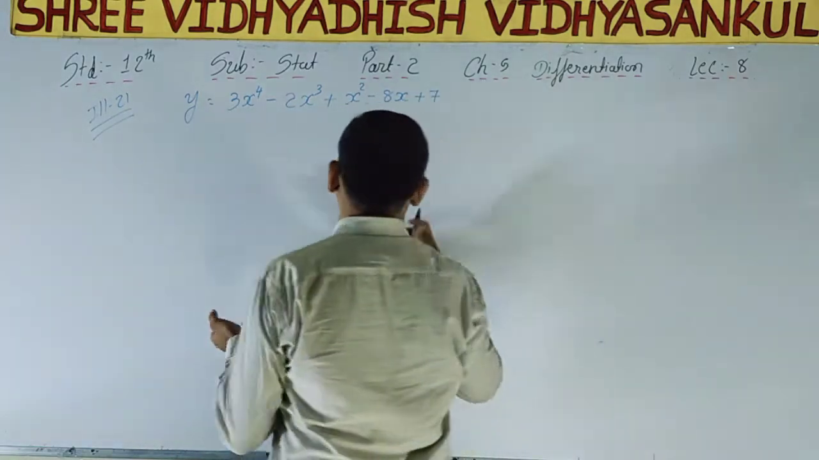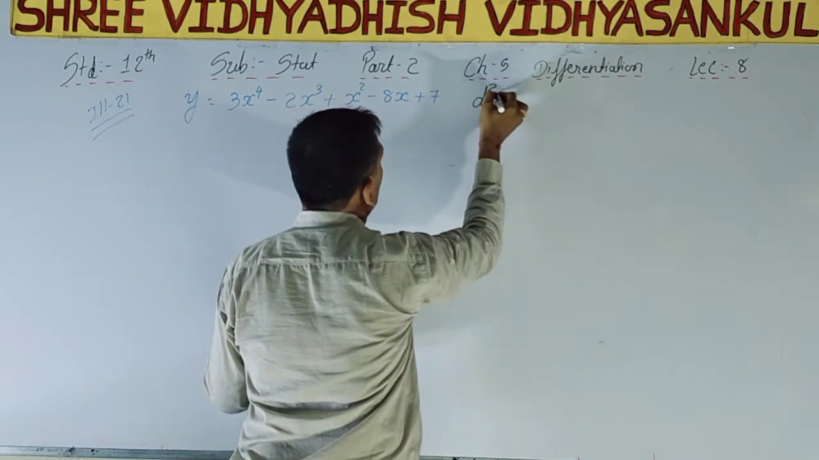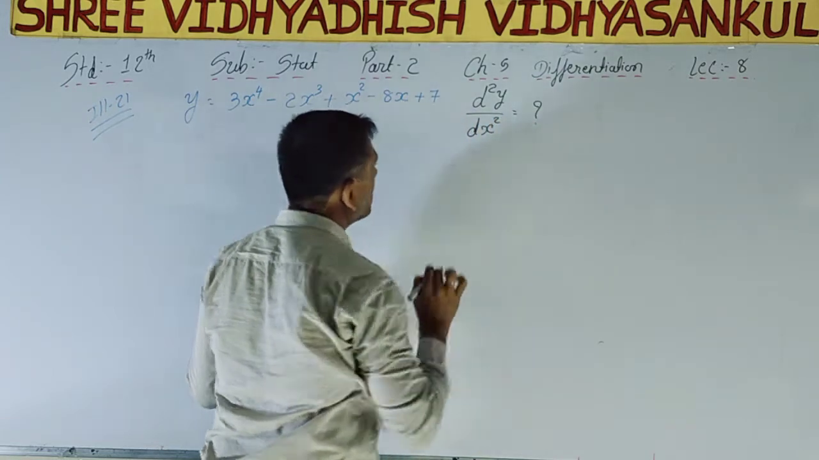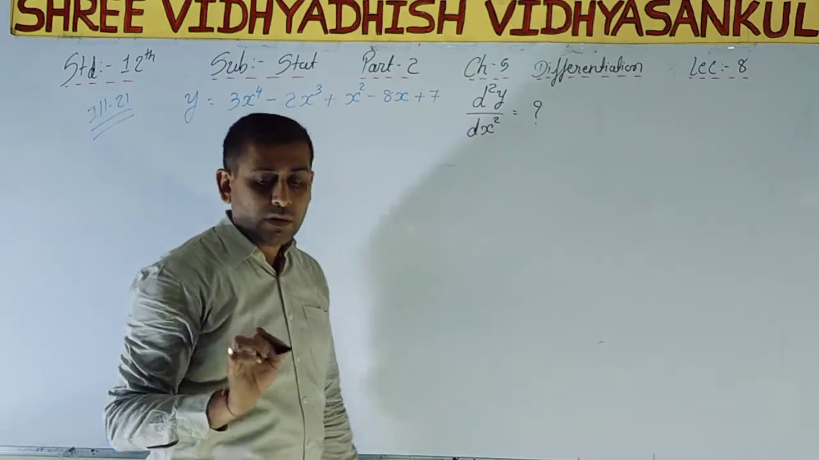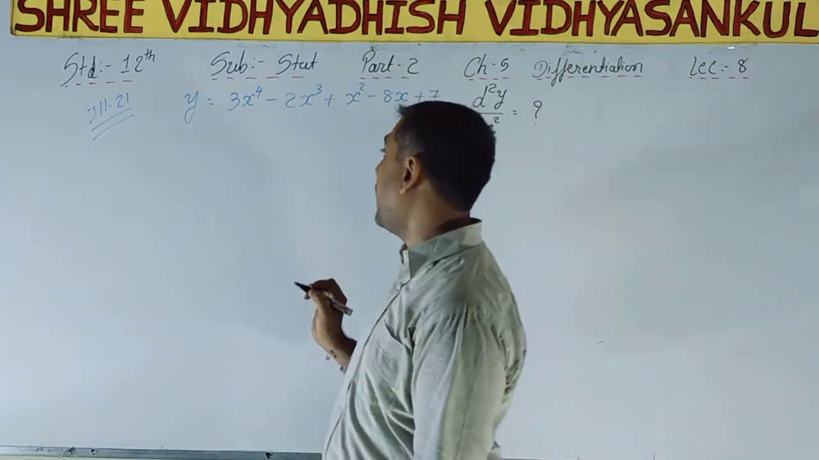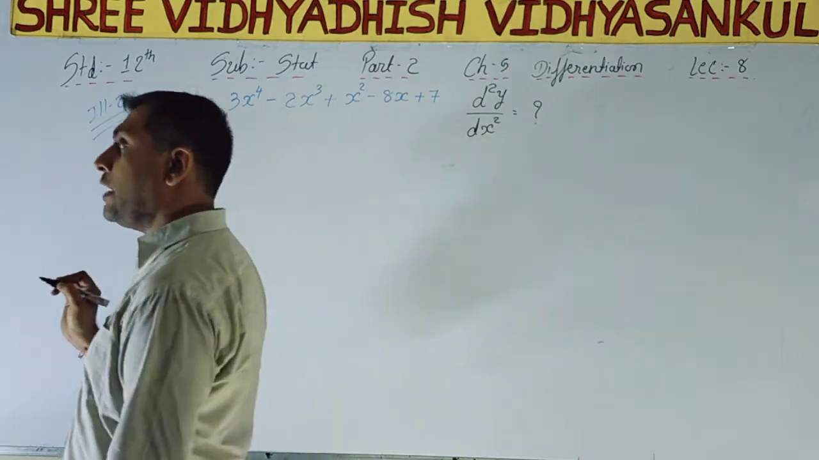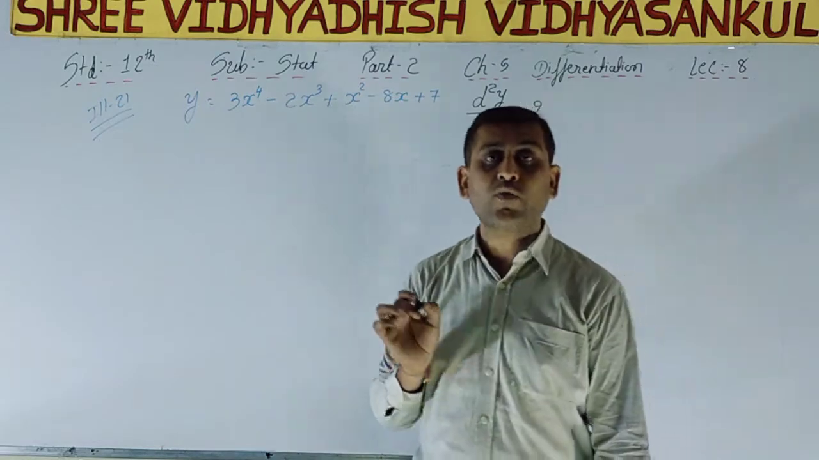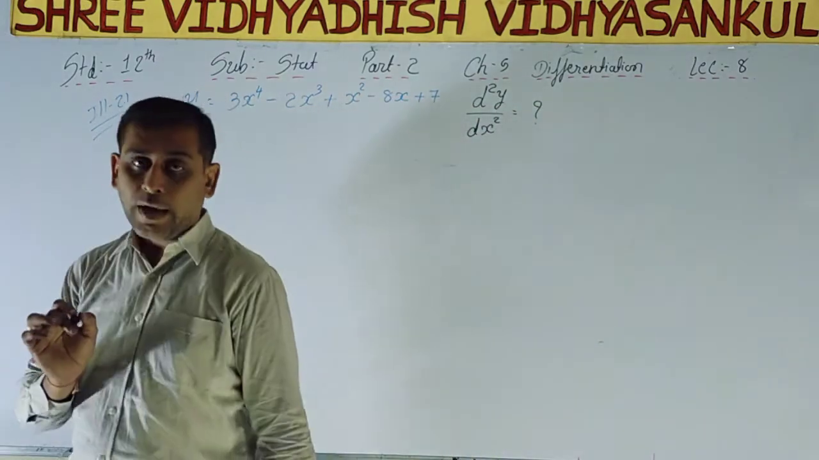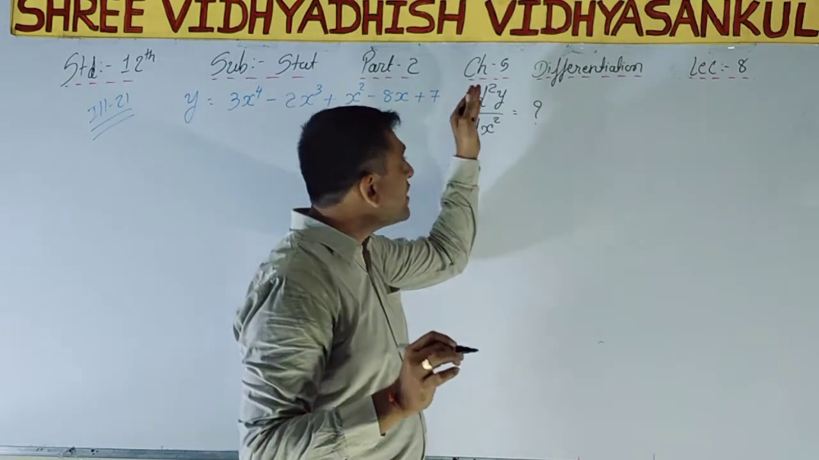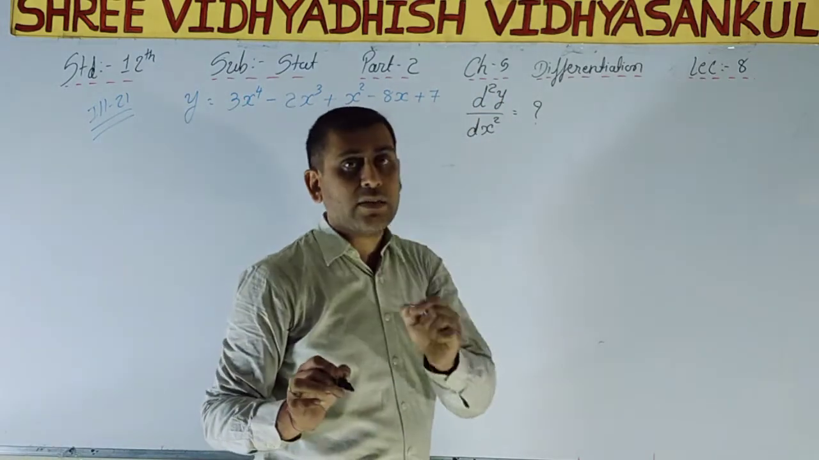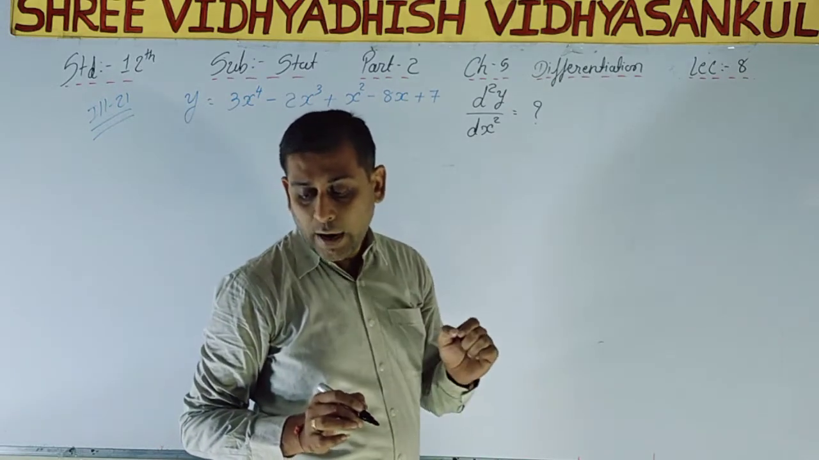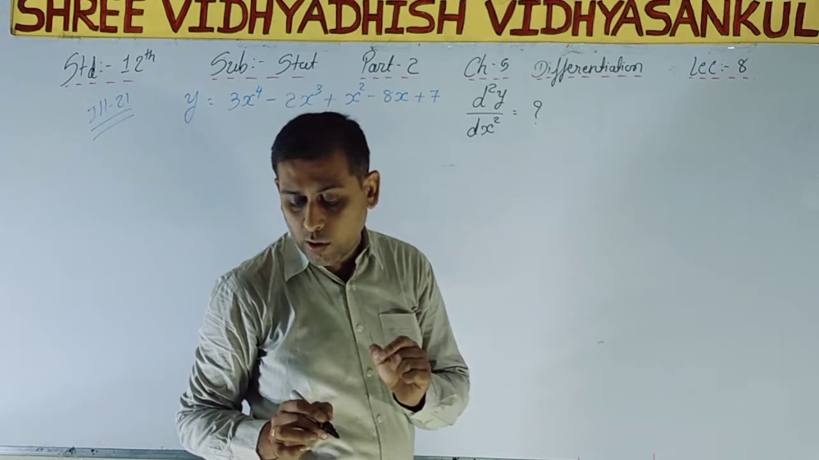Here the question is you have to find out d square y by dx square, that is second order derivative. See, in the question it says obtain dy by dx for y is equal to so and so, but here the question is for second order derivative, and that's why we have to find out d square y by dx square, that is double differentiation. Okay, and also obtain its value at x is equal to 1.